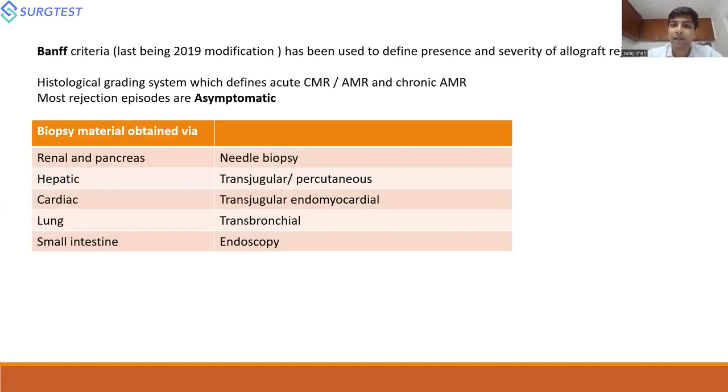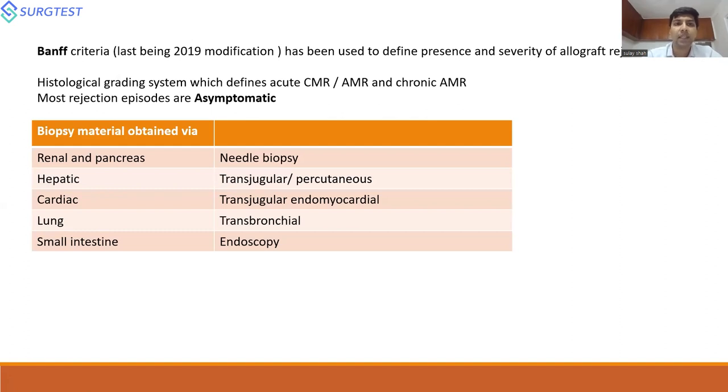So the BAMP criteria has been modified a lot of times, the last being the 2019 modification. Why is it important? Because that modification, even though not directly named and mentioned in the 20th edition, has been described in extensive detail in the 20th edition as compared to the 27th edition.